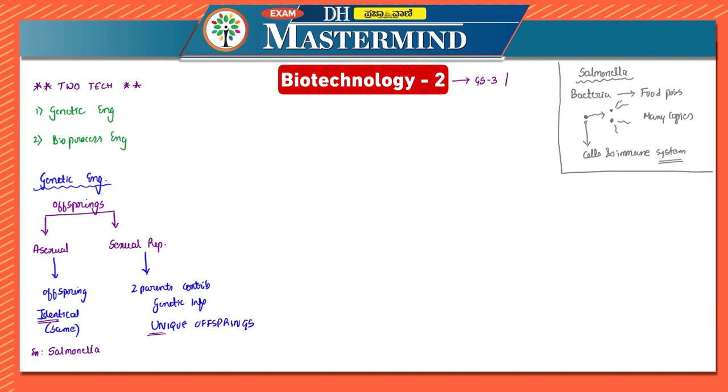Now, why are we discussing reproduction here? We are discussing reproduction because whenever multiple genes are being contributed, in this case two parents contributing the genes, the unique offspring that comes will have both desired genes and undesired genes.